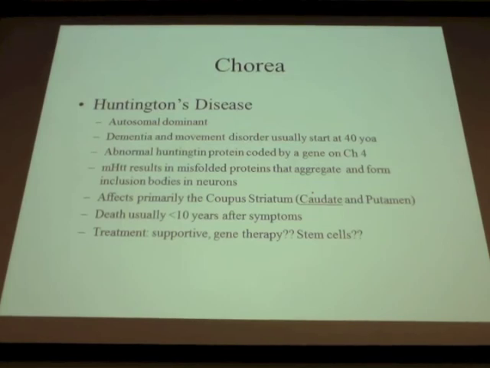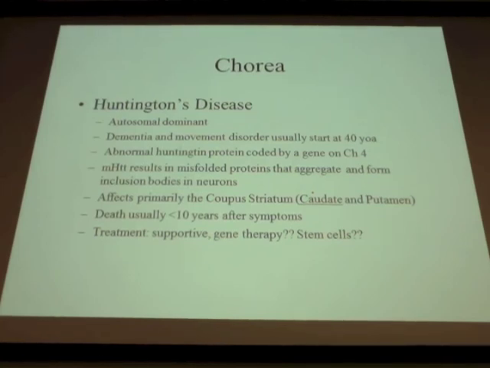Typically, the symptoms start when you're about 40 years old, so you're well into your reproductive years. And remember, you don't have symptoms until you're 40, but if you have the gene, you're going to pass that on to 50% of your offspring. Okay, got the idea there?